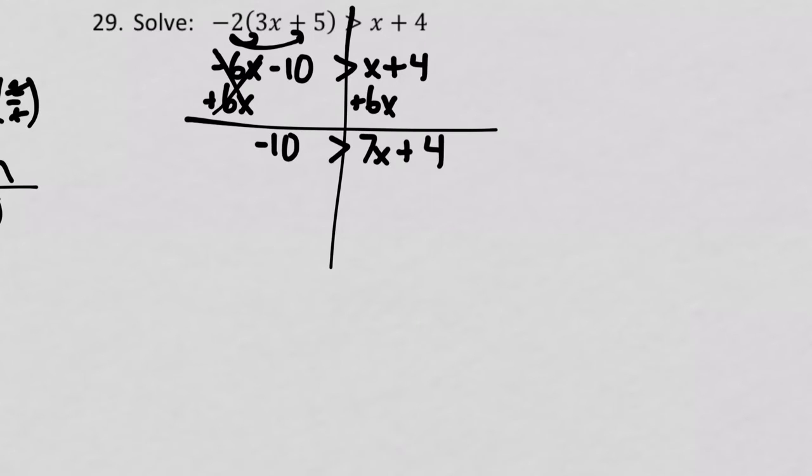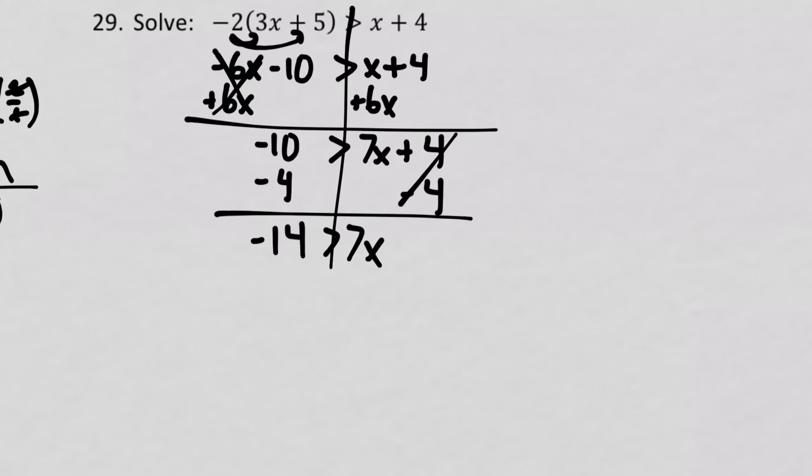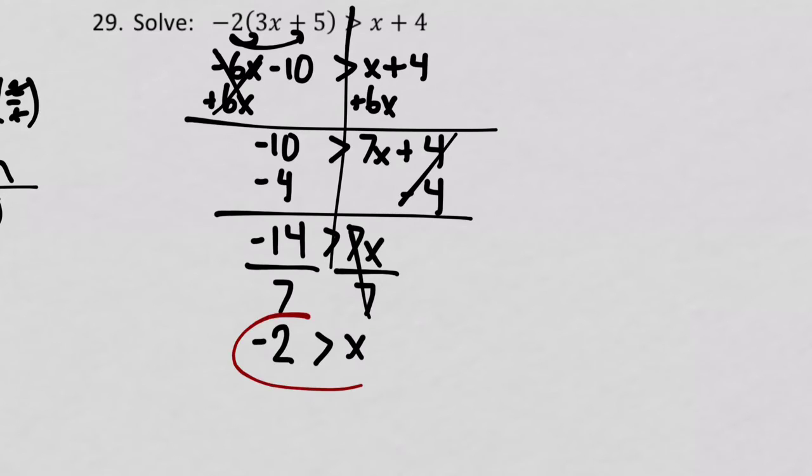Now to isolate the variable, I'm going to subtract 4 to get rid of it. That's going to leave me with 7x on this side, and on this side negative 14. And finally divide by 7. Since I'm dividing by a positive number, there's no need to reverse the inequality symbol. It's just going to stay as greater than. So negative 14 divided by 7 is negative 2. Negative 2 is greater than x.